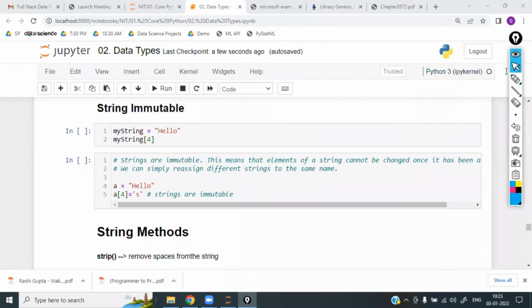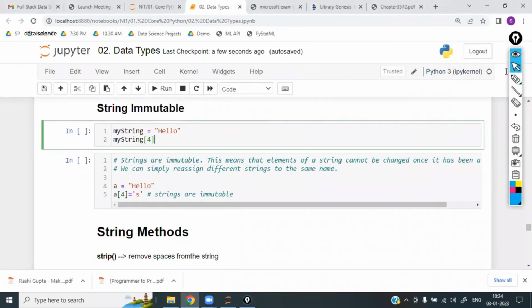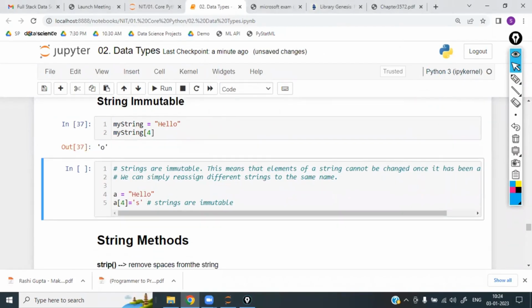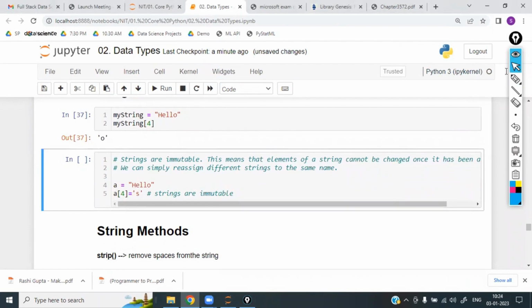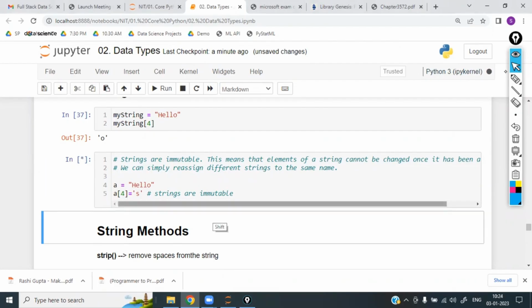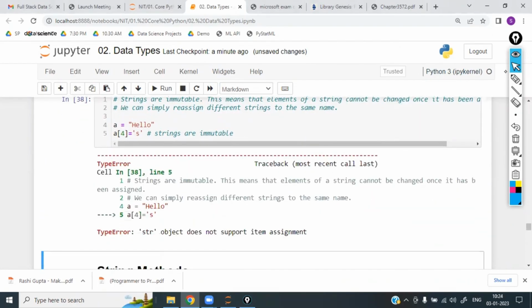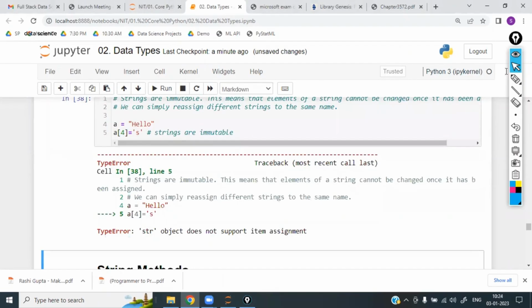For example, my string is equal to hello. And my string of 4: what is there in my string of 4? O. Now this O I want to replace with S. It is going to throw an error that strings don't support item assignment. A is equal to hello, A of 4 is equal to S means S should be placed at A of 4, where O already is. But it is throwing the error that it can't be replaced in the same object.